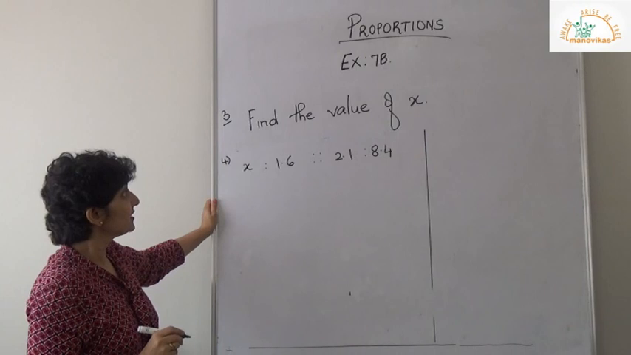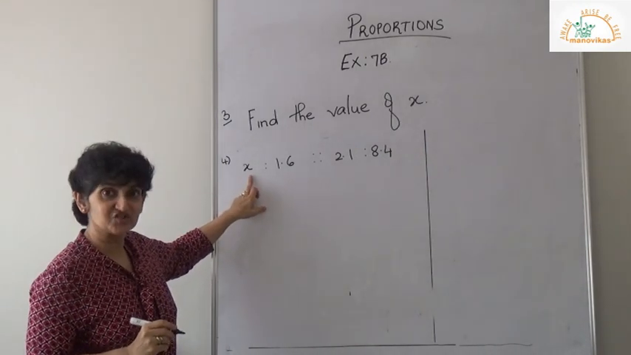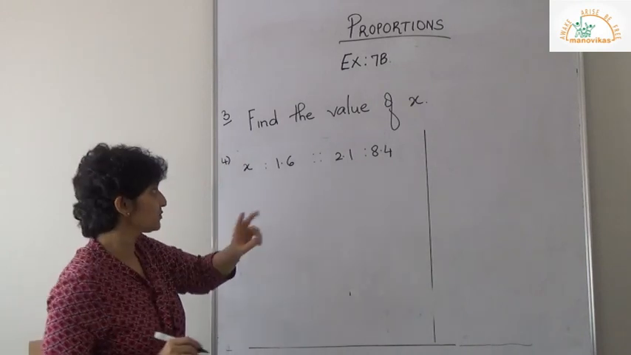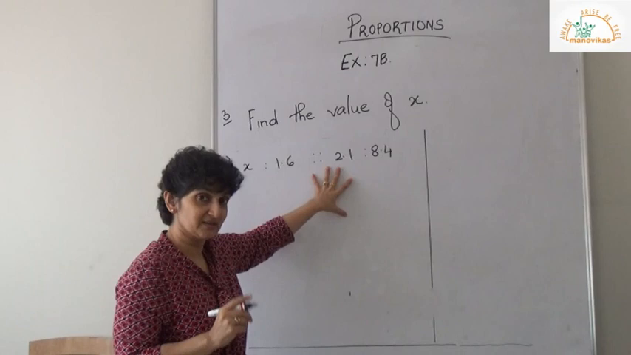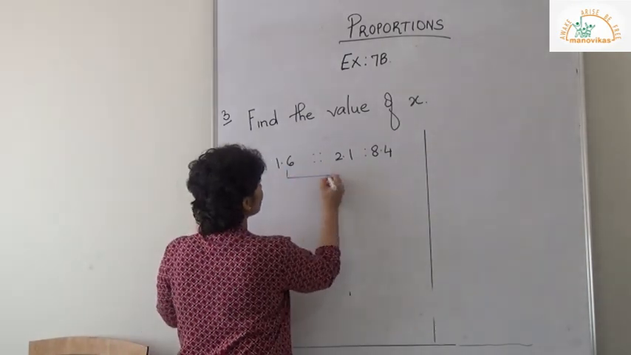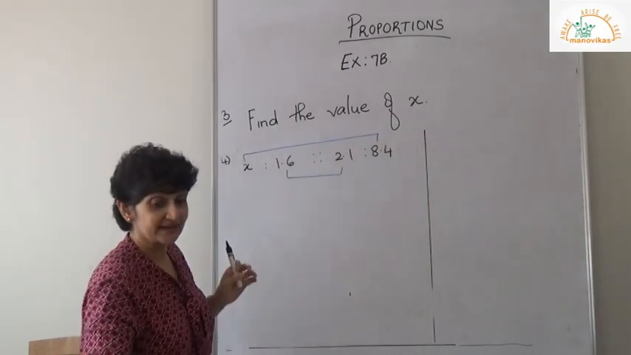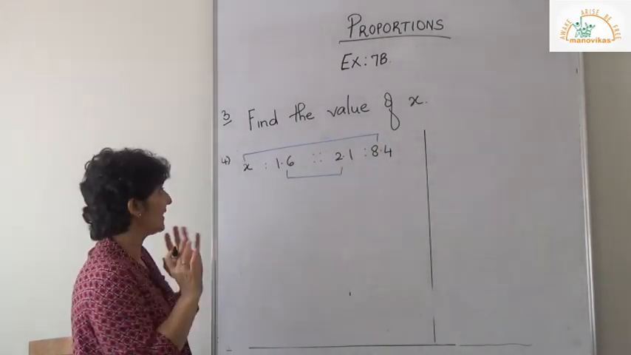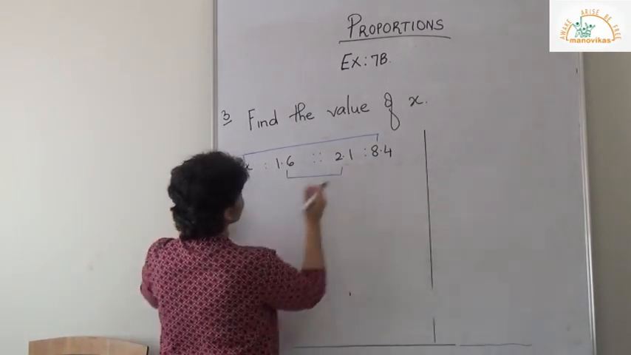Now the fourth one, if you see children here, now my x is in the extreme. Now the previous two sums which we did, we had our x somewhere here in between. So it was in the means. Now to find out x, you know what we have to do. Product of the means is equal to the product of the extremes. Where is my x, children? My x is here. So I take this first.